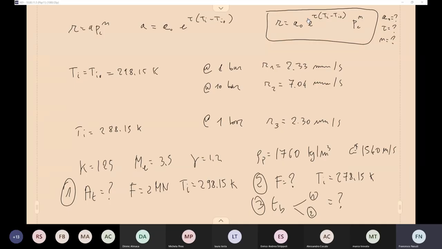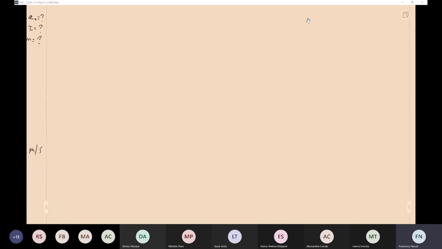Once you do this, you have a and n in general at the given temperature condition. From the Clemung and the value of C star and rho_p, of course, once you have a, you can evaluate your chamber pressure. So what you can obtain is the following. I give you the results and then you can compute by yourself. So n results to be 0.48, a_0 is 9.25.